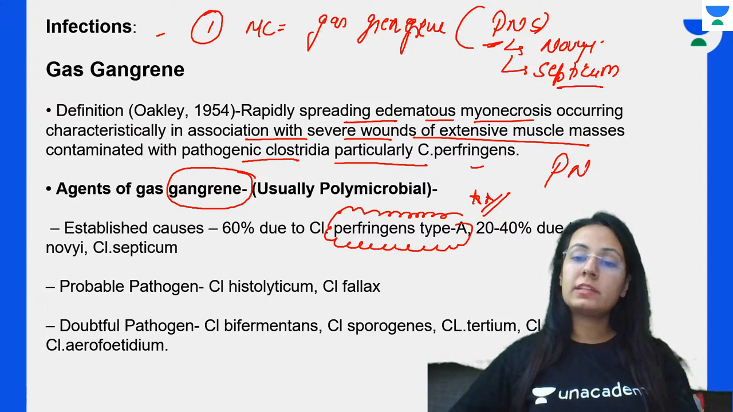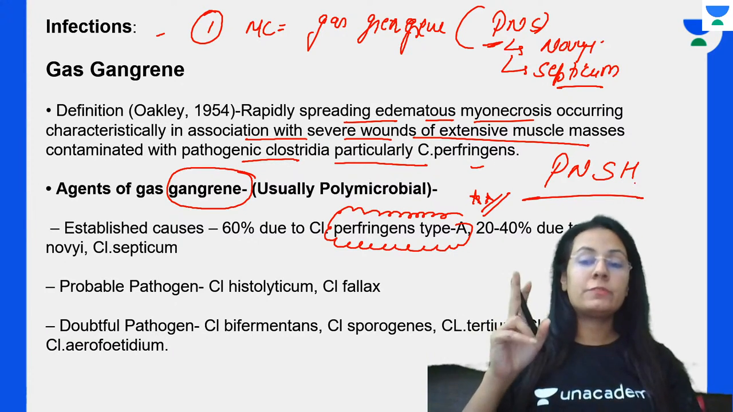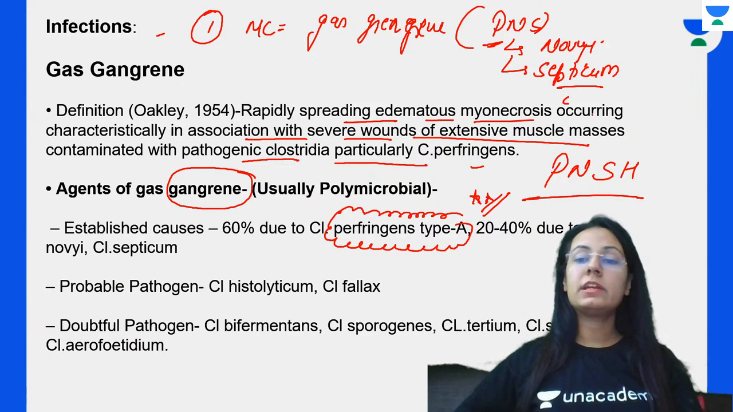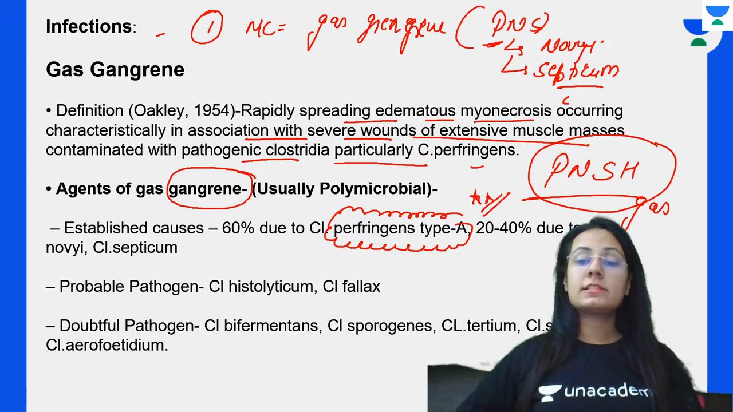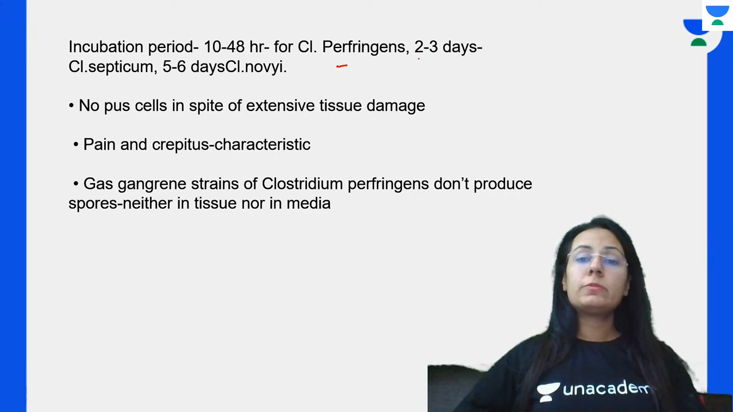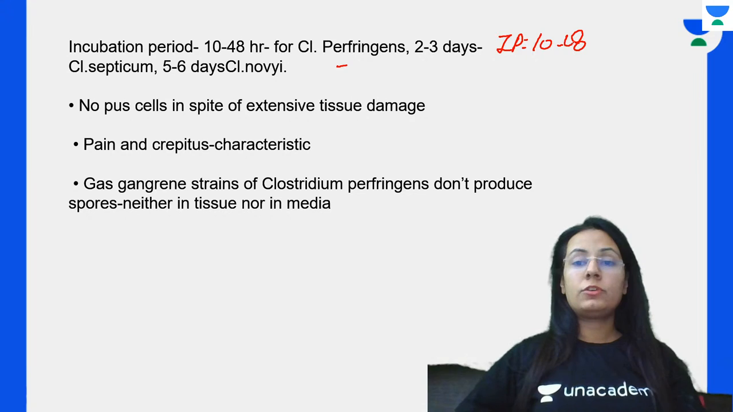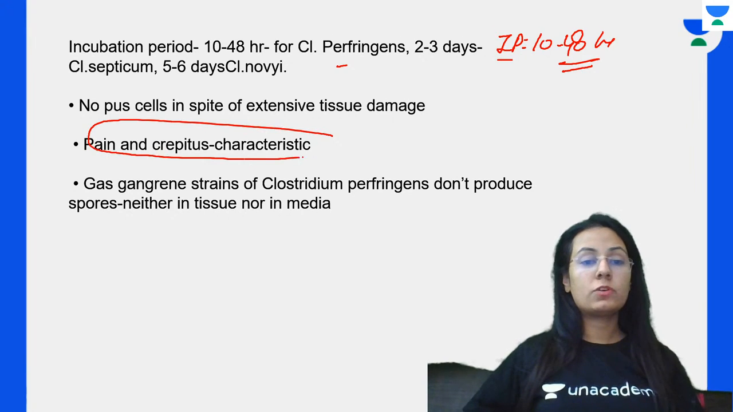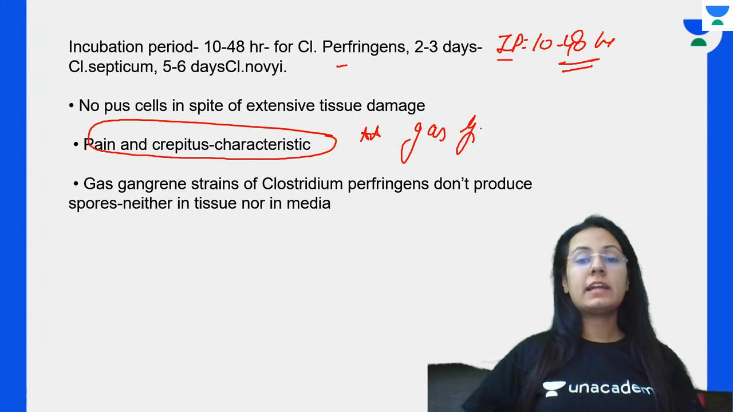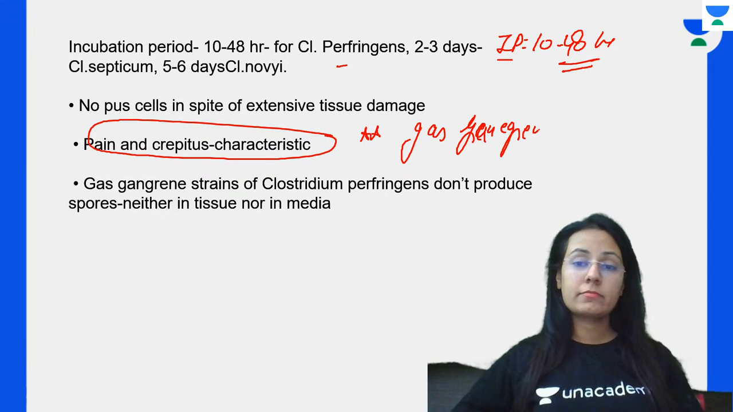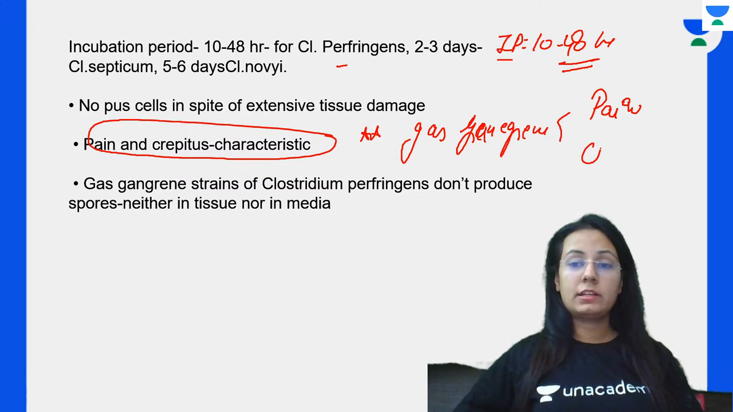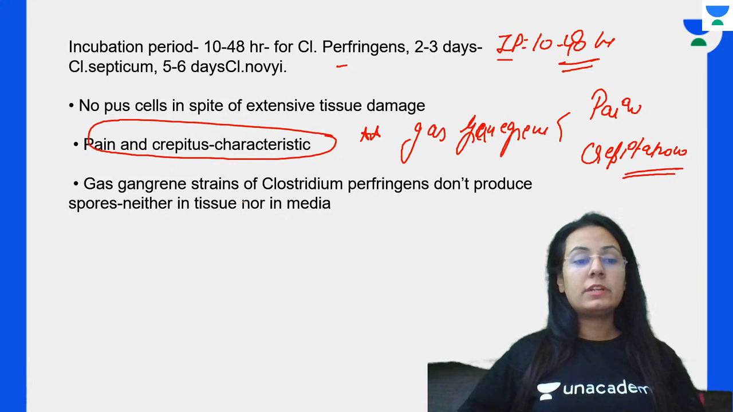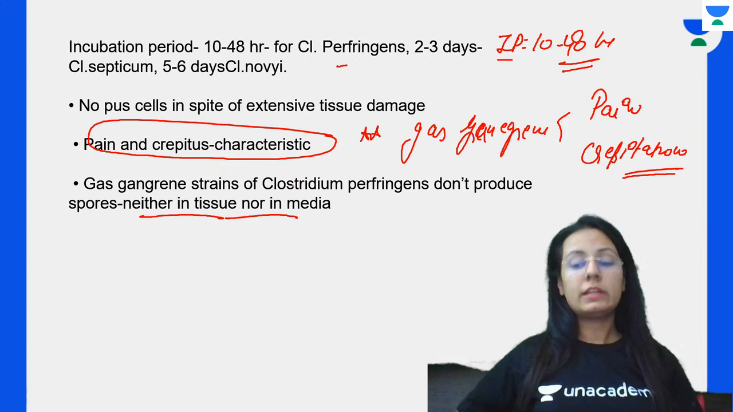Please remember the mnemonic PNSH: Clostridium perfringens, novyi, septicum and histolyticum are responsible for causing gas gangrene. Now, the incubation period is around 10 to 48 hours, and there is no pus at the site of tissue damage. Pain and crepitation are characteristic, because it is causing gas gangrene. That is, the pain at the site and crepitations. Alright, they don't produce spores at the site, nor in the media.